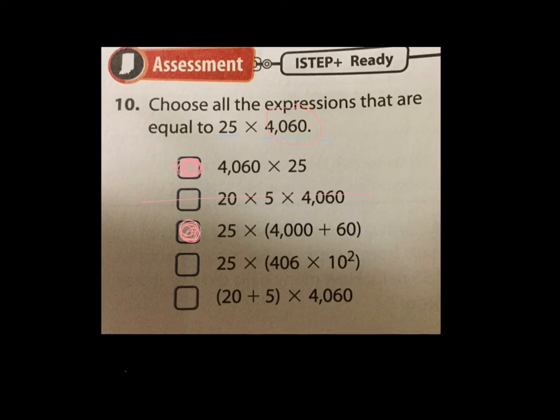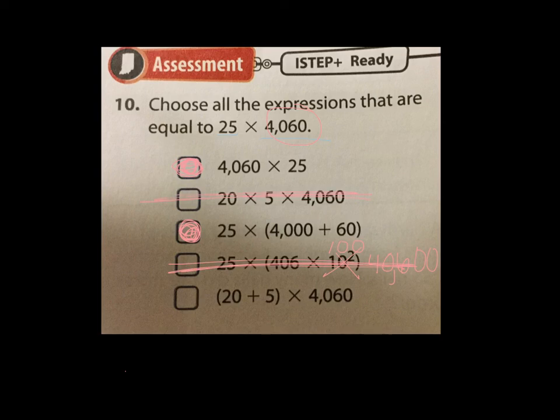25 times 406 times 10 to the second. 10 to the second is just like saying 100. Don't forget those exponents. It also means that you would just add 2 zeros onto that, which would be 40,600. Once again, cannot be correct.